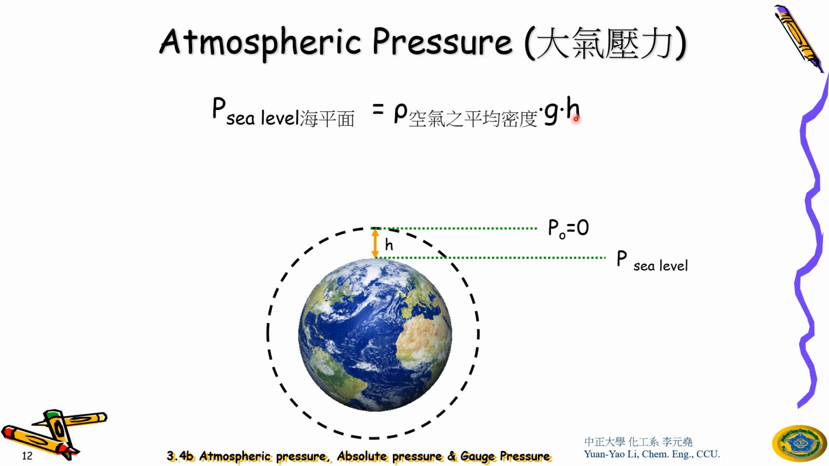So it's low GH. That's easy. And you need to know the average density of this air, and then gravity and the height. That's all, that's the pressure you get. Okay, and that's about 760 millimeter mercury.